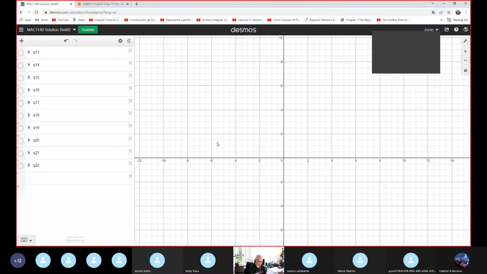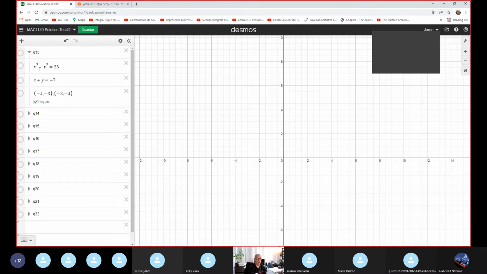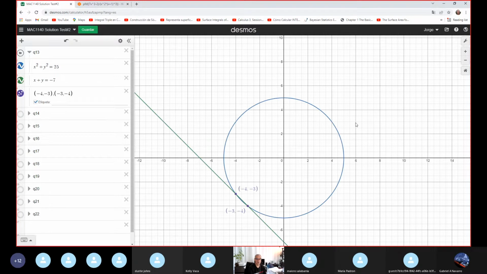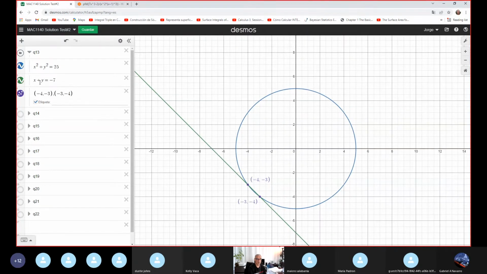There you go. We are doing question 13. Look at the question. I copy also the solution. Do you see Desmos? Yes or no? Yes. Look, the first equation is the blue. It's a circle. The second is a line. And the intersection is the solution.